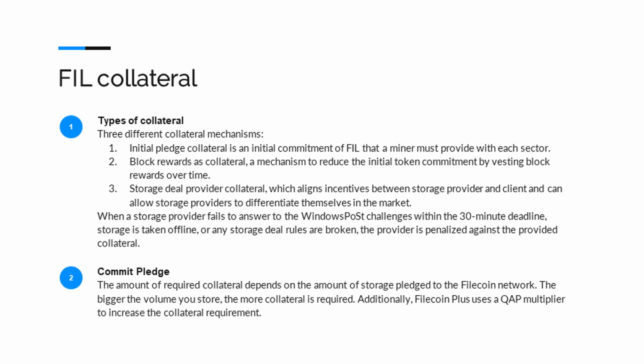When a storage provider fails to answer the window proof of spacetime challenges within the 30-minute deadline, storage is taken offline, or any storage deal rules are broken, the provider is penalized against the provided collateral. This penalty is called slashing and means that a portion of the pledged collateral is forfeited to the f099 address from your locked or available rewards, and your storage power is reduced. The f099 address is the address where all burned FIL goes.